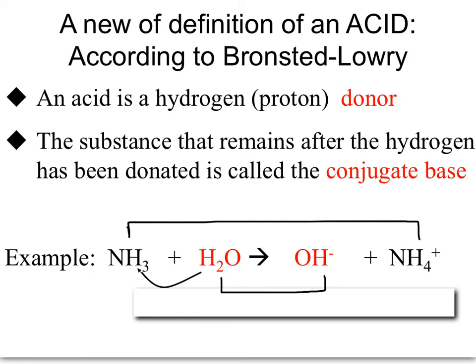You can see here that water is giving up its hydrogen to ammonia, and we know that because water on the other side is hydroxide. So in this case, water is going to act as the acid. And then the particle that remains after the hydrogen has been donated is called the conjugate base.